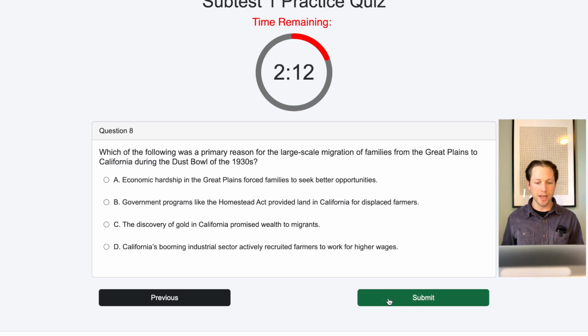All right, number 8, this is the final question, and so we're giving ourselves a little bit of time. We have 2 minutes to sit, talk, and look at this one. Question 8 reads, which of the following was a primary reason for the large-scale migration of families from the Great Plains to California during the Dust Bowl of the 1930s?